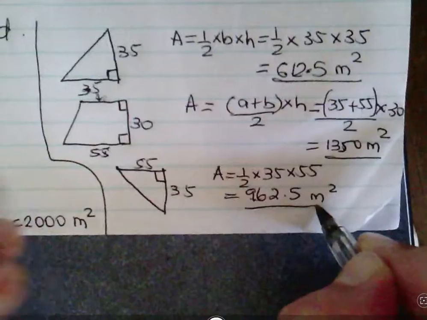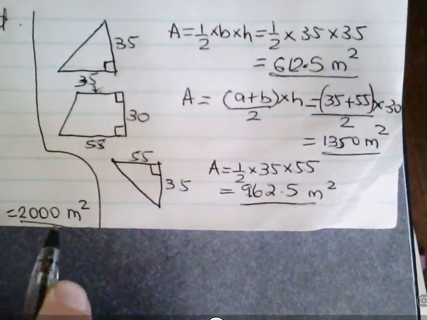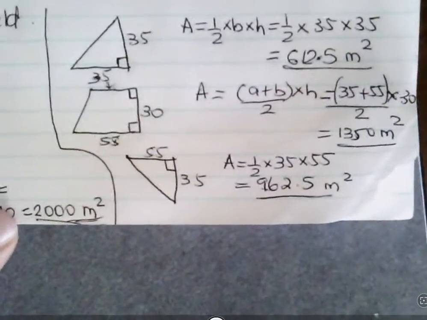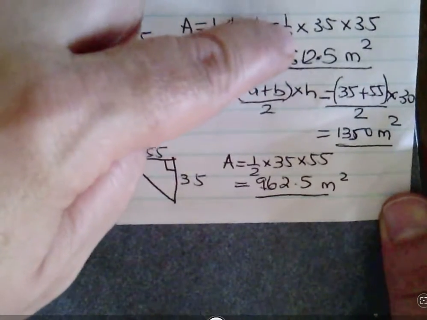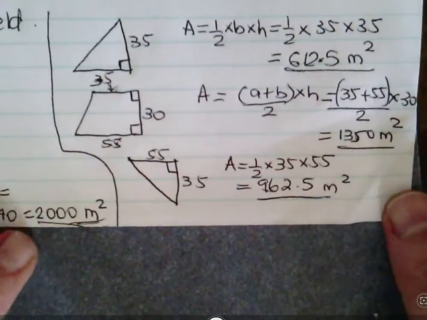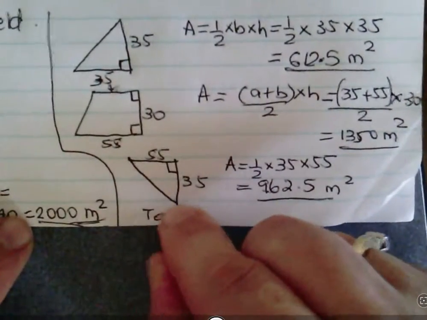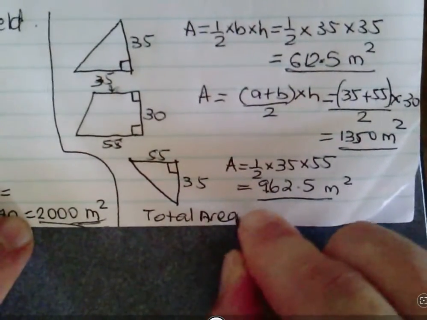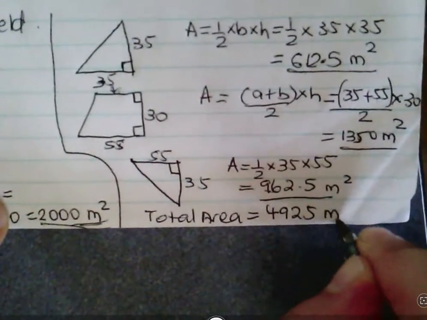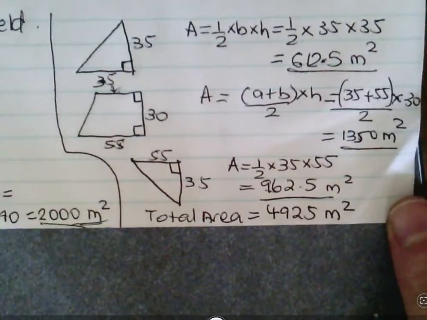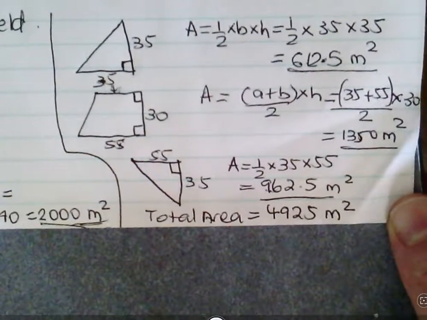All the underlined ones, I'm not going to write them all out, but everything I've underlined, you now add together, those 4 answers. So add your 2,612.5, 1,350 and 962.5. The total area of the field is the same, 4,925 meters squared. Okay? Anyone check it?